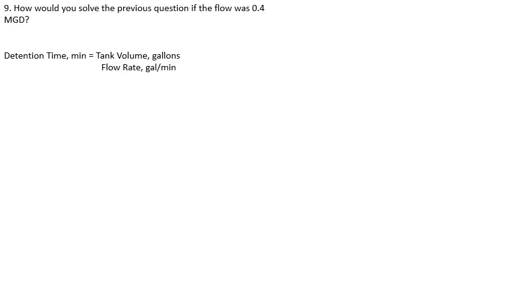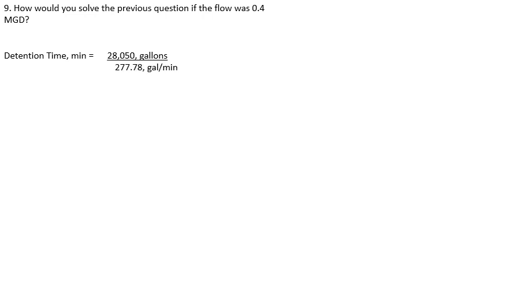All right, question 9. How would you solve the previous question if the flow was 0.4 million gallons a day? Again, we had the detention time in minutes, tank volume in gallons divided by flow rate in gallons a minute. So 28,050 gallons divided by gallons a minute. We're going to do 0.4 times a million gallons, which gives you 400,000 gallons per day. We're going to divide that by 1,440 minutes in a day.